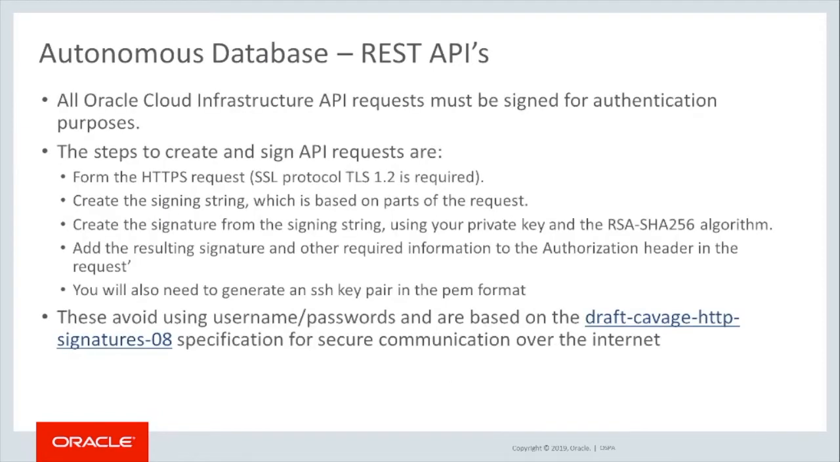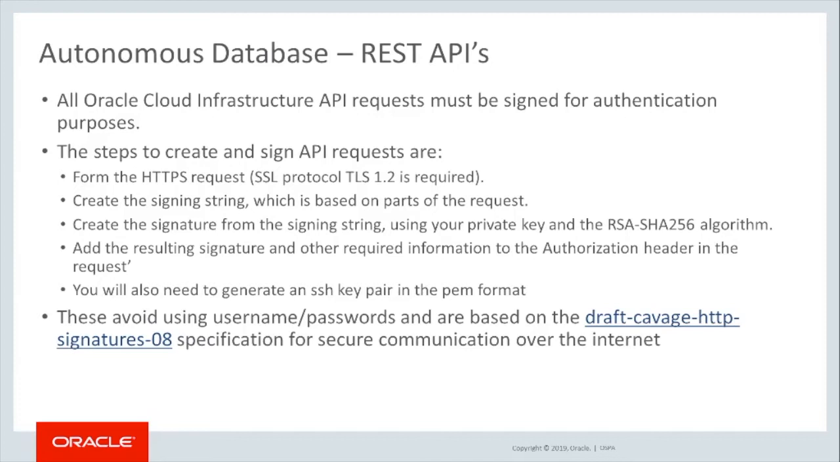All Oracle Cloud Infrastructure API requests must be signed for authentication purposes. Oracle Cloud Infrastructure APIs are the ones used to interact with Autonomous Database. These avoid using username passwords and are based on the draft-cavage HTTP Signature 08 specification for secure communication over the Internet. The steps to create and sign API requests are: form the HTTPS request.